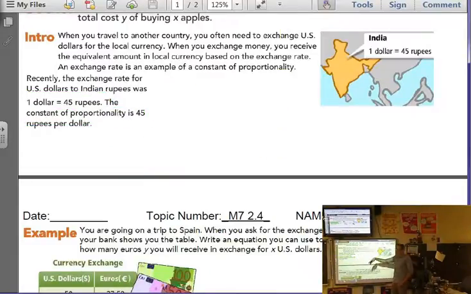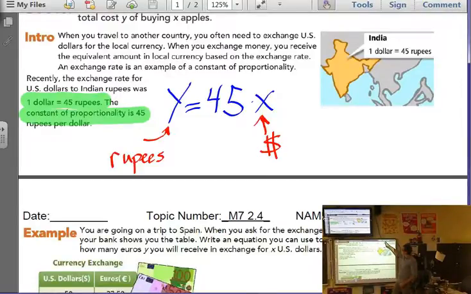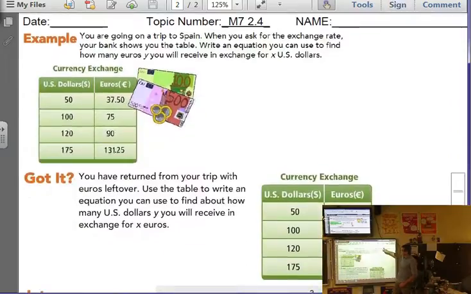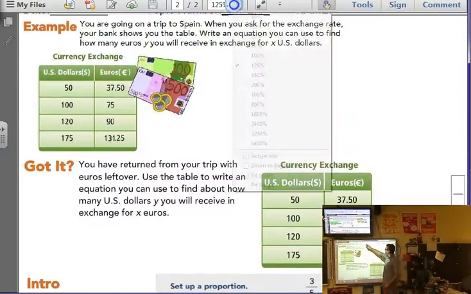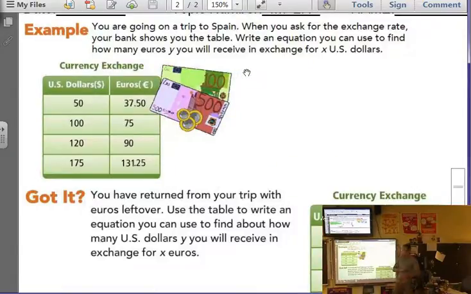So let's say we're going to head to Spain. Now we're going to change our exchange rate. Oh, you guys are actually going to Spain, which uses the euro. It is one of the countries that uses the euro. So if we are traveling to Spain, we walk into the bank, we say, hey, what's the exchange rate? And they hand us a table.